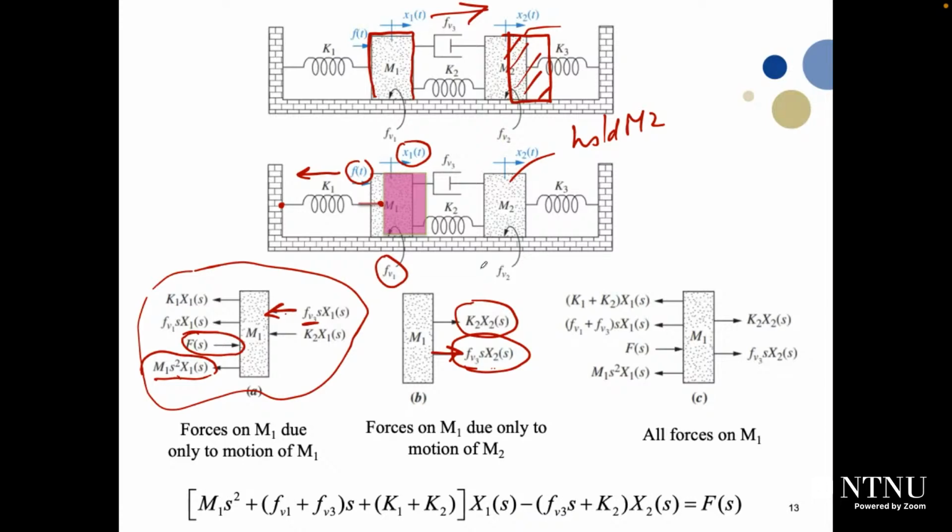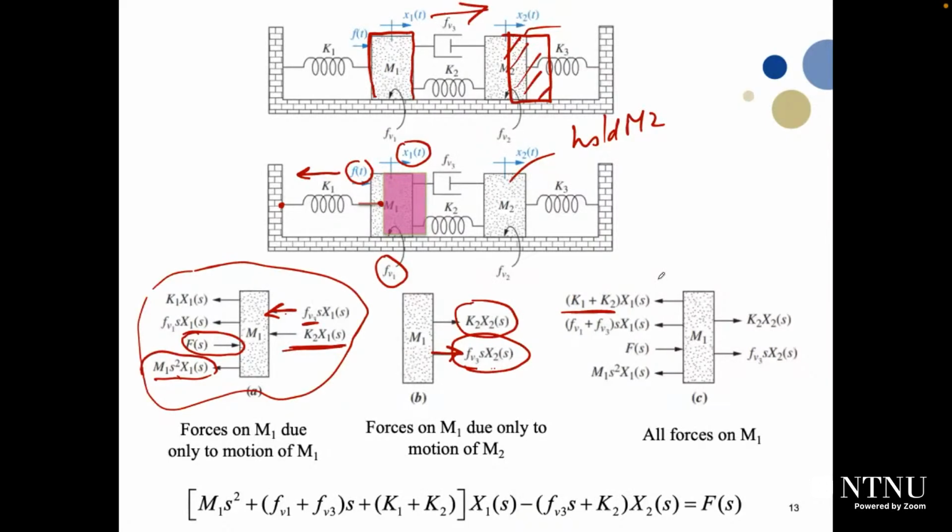According to superposition, we just sum all those forces. Try to find the forces acting to the right-hand side and the forces acting to the left-hand side, and sum them together. We can start with K1, for example: K1 X1 of S acts on the left side, and we have K2 multiplied by X1 of S. Taking X1 of S as a common factor, we have K1 plus K2 multiplied by X1 of S. This is the first force.